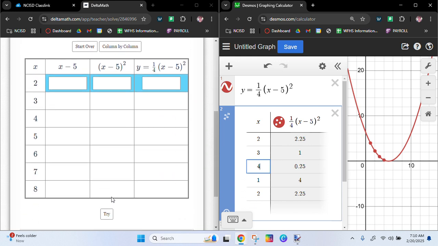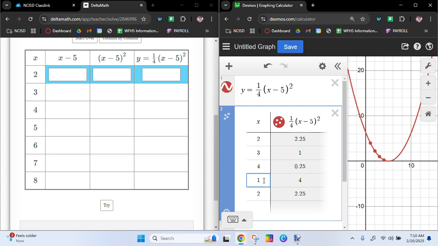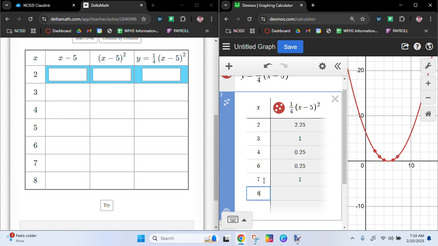What are they asking for? 2, 3, all the way through 8. So 2, 3, 4, 5, 6, 7. And look, all I'm doing is changing the x value in the table, and it's telling me what the y value equals, okay? You'll notice, though, that we don't have just one column that's not complete here. We have 3 columns that are incomplete.